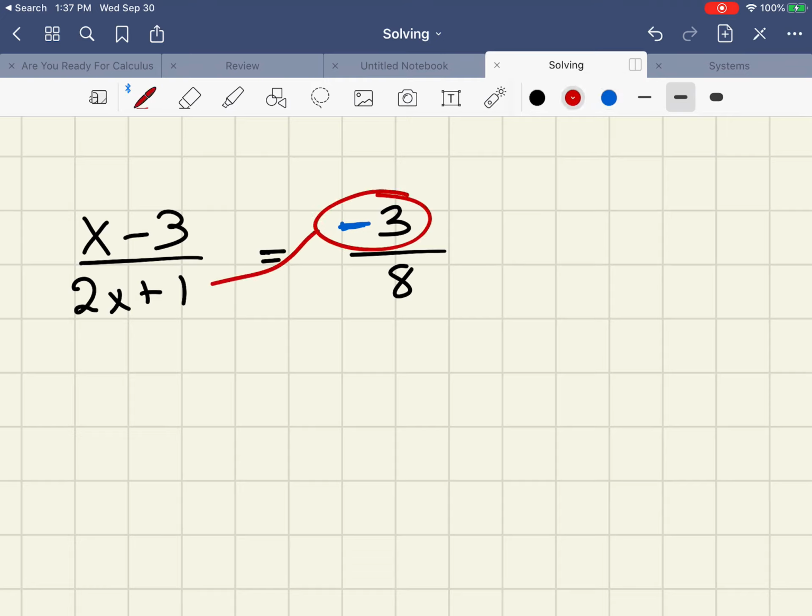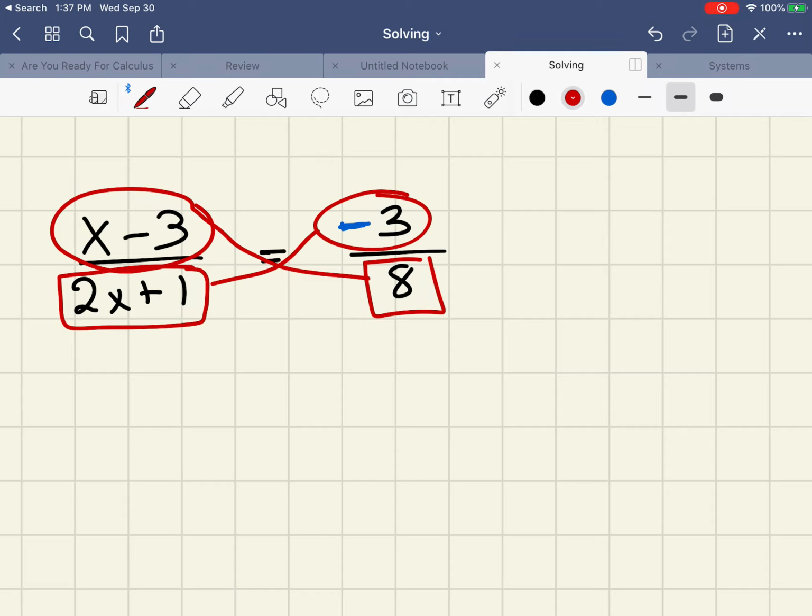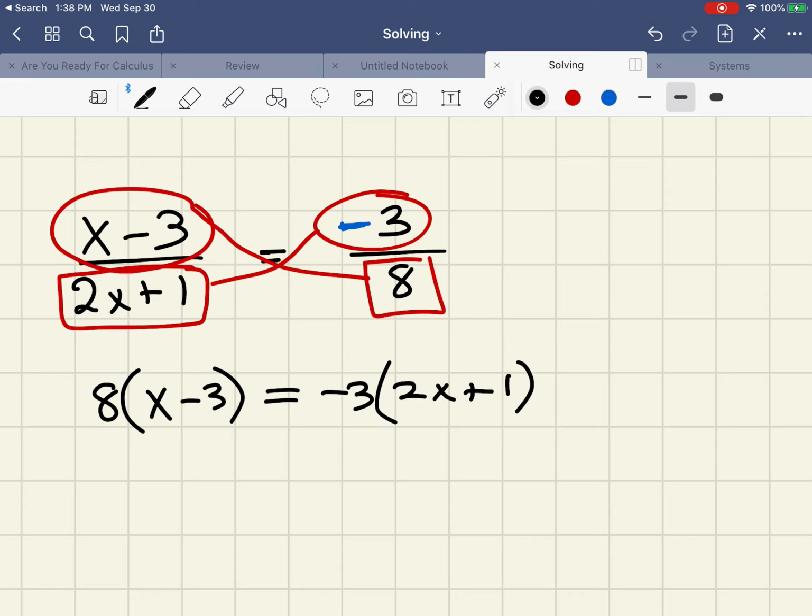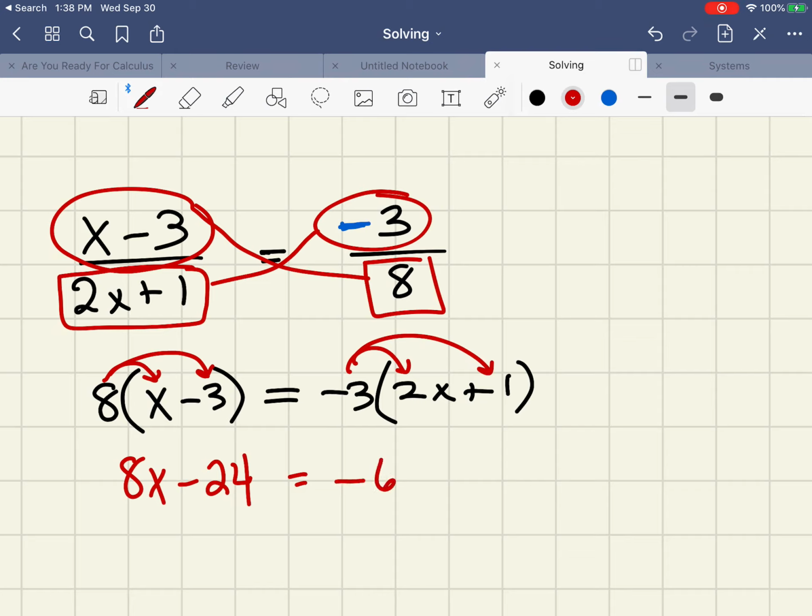I'm going to take the 3 and multiply it by the 2x plus 1. I'm going to take the 8 and multiply it by the x minus 3. Again, I'm going to write that out in parentheses. x minus 3 goes in parentheses. I know I have to drop down my equals. Negative 3 times 2x plus 1. And I'm going to do all of that before I distribute. Once I'm here, I can distribute 8 times each of those. And I can distribute negative 3 times each of these, negative 6x minus 3.